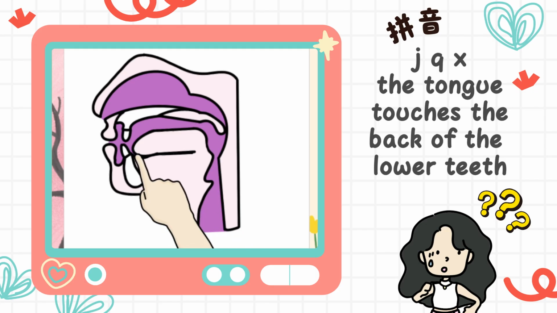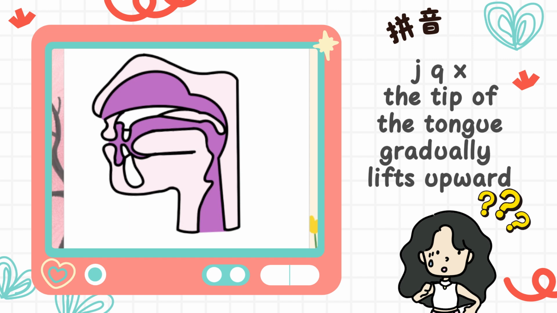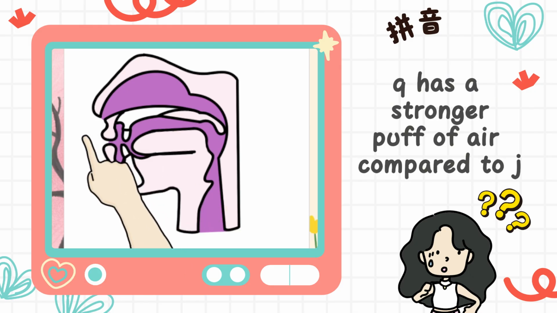Here, the tongue touches the back of the lower teeth. From z to c, the tip of the tongue gradually lifts upward. C has a stronger puff of air compared to z.